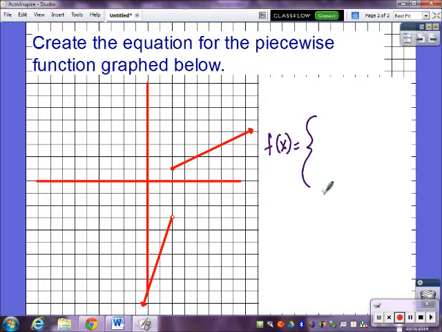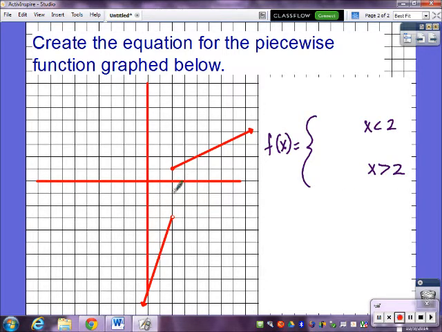And so what I want to look at first is where the graph jumps. And so what I notice is this jump here. And this happens at x equals 2. So that means that x equals 2 is my value that's going to break this graph into two pieces. And so I'm going to have values that are less than 2 and values that are greater than 2. So x is less than 2 and x is greater than 2.